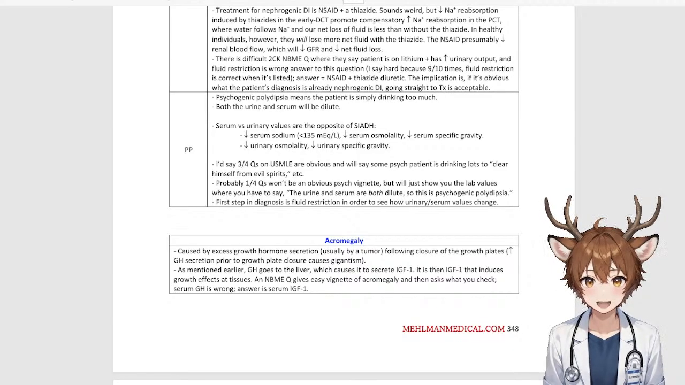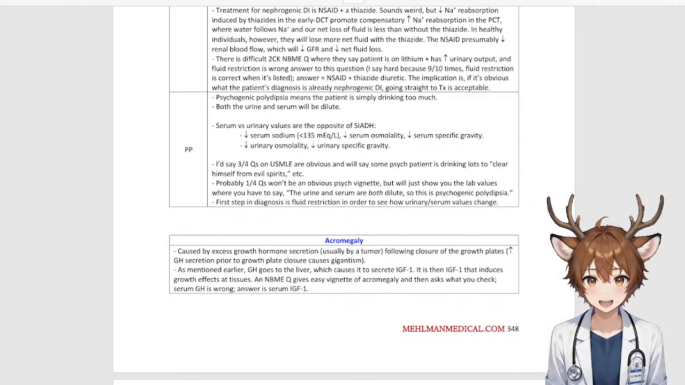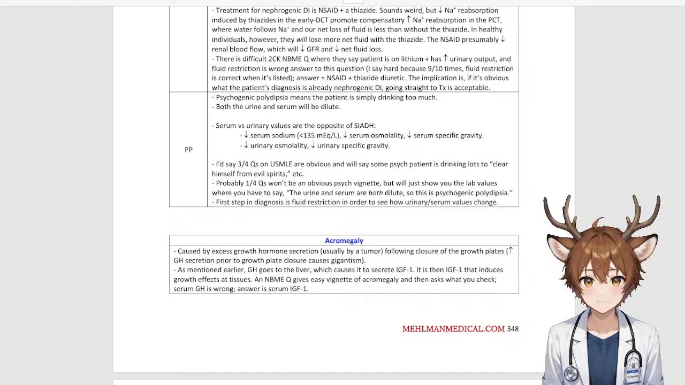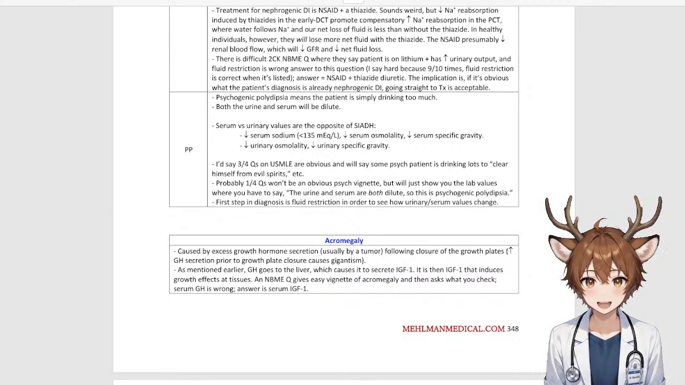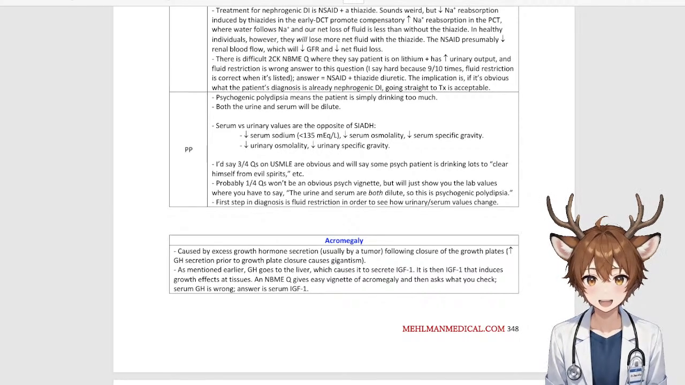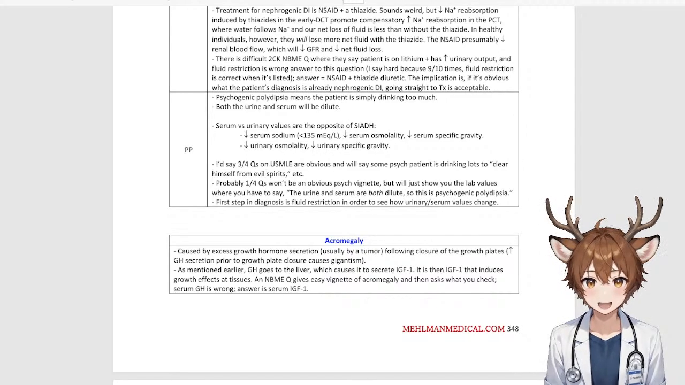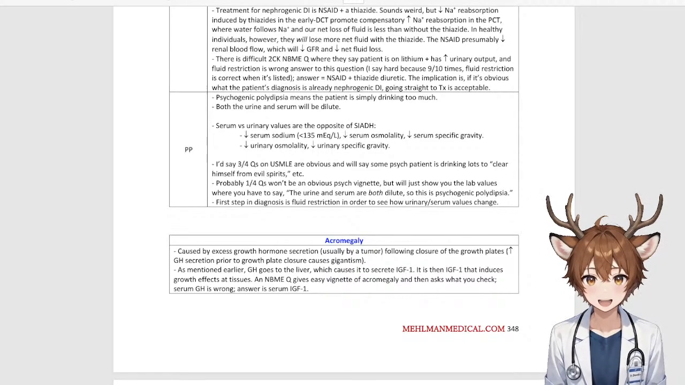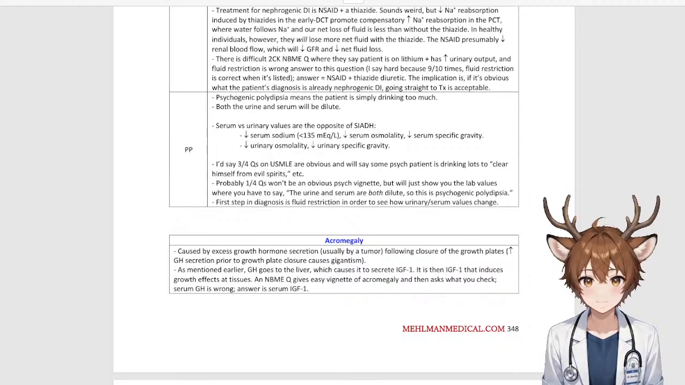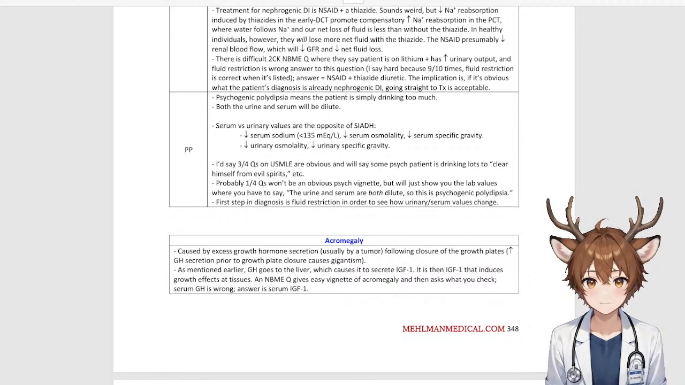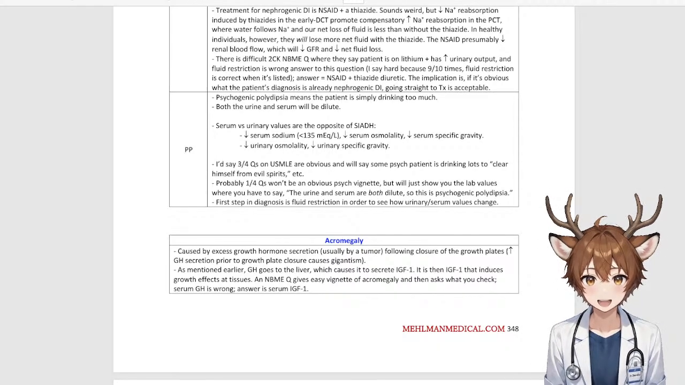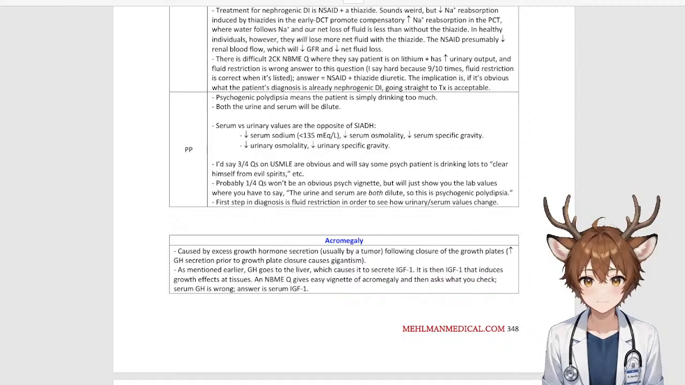PP, psychogenic polydipsia, means that the patient is simply drinking too much water. Both the urine and serum will be dilute. Serum versus urinary values are the opposite of SIADH. Decrease in serum sodium, less than 135 milliequivalents per liter. Decrease in serum osmolality. Decrease in serum specific gravity. Decrease in urine osmolality. Decrease in urinary specific gravity.